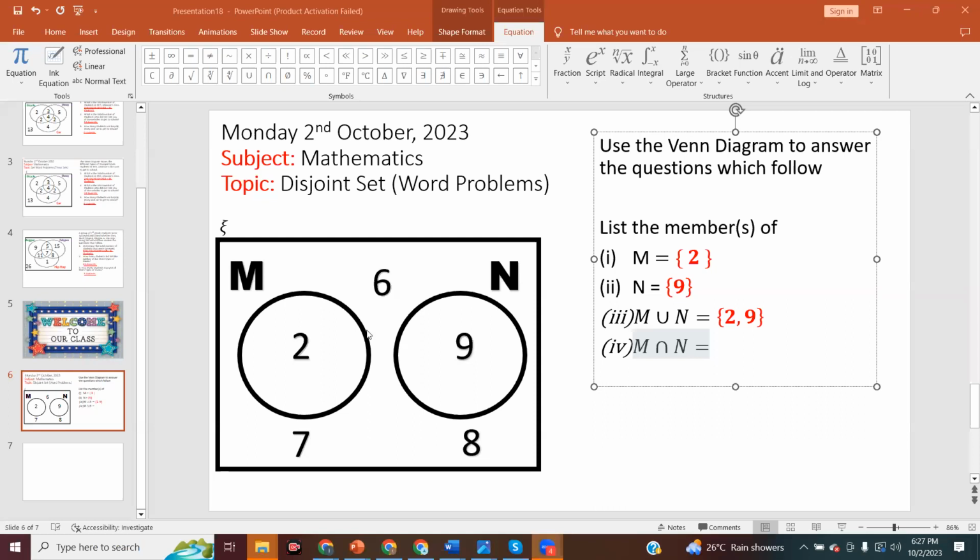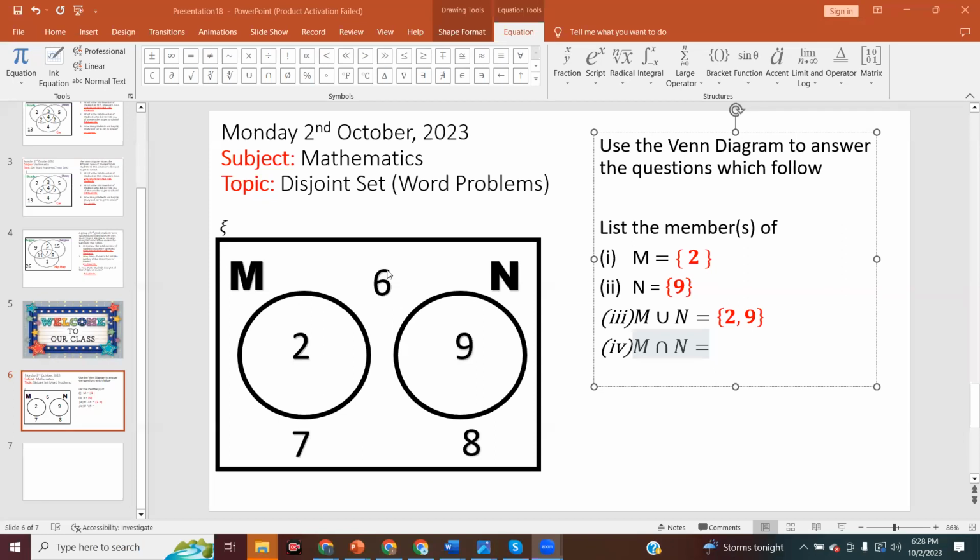Because it's 6 in the middle, that's what it says. That's why I put 6. Okay, 6 in the middle, the same thing. So for those who put empty, why did y'all put empty? Isn't 6 in the middle? 6 might be in the middle, right?